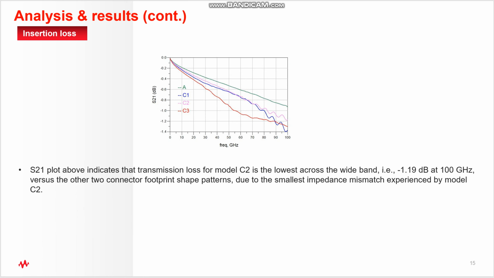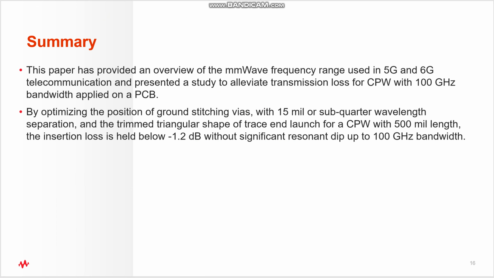Next, insertion loss. S21 plot above indicates that the transmission loss for C2 is the lowest across the wideband, about minus 1.19 dB at 100 gig, versus the other two connector footprint shape patterns due to the smallest impedance mismatch experienced by the model C2.